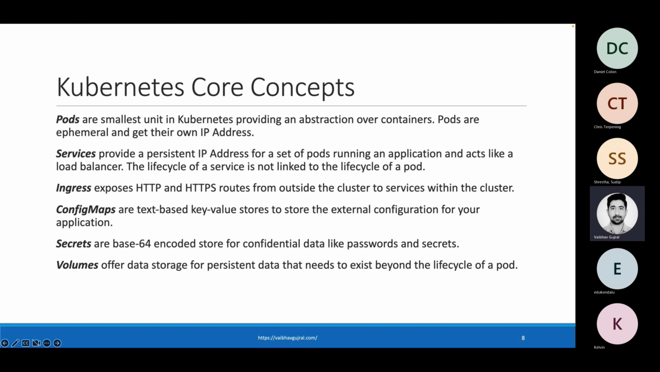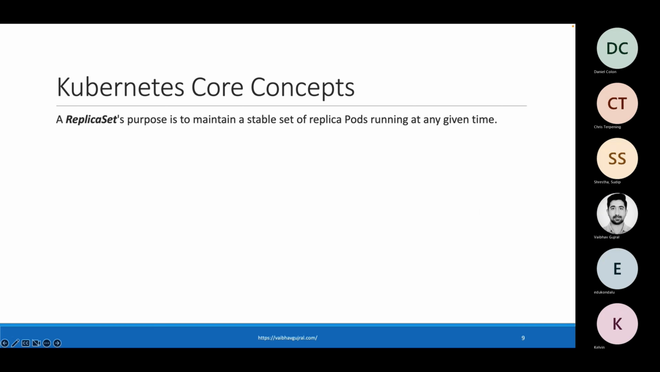Volumes are for storing your persistent data. If you are running your pods and nodes inside your Kubernetes cluster, there are situations where you also want to store your data somewhere in a persistent form so that even if something happens to your Kubernetes cluster or your pods or nodes, you can still go back and read that data. For that, you use volumes.